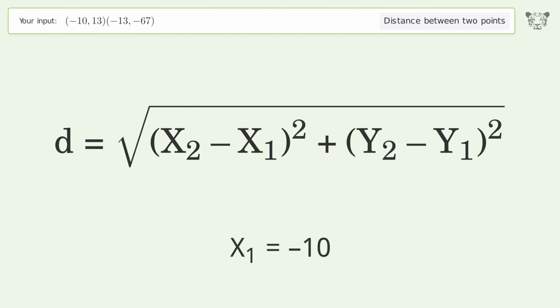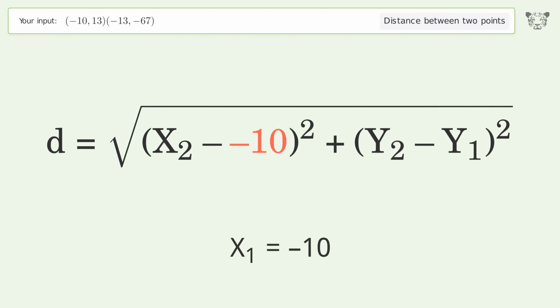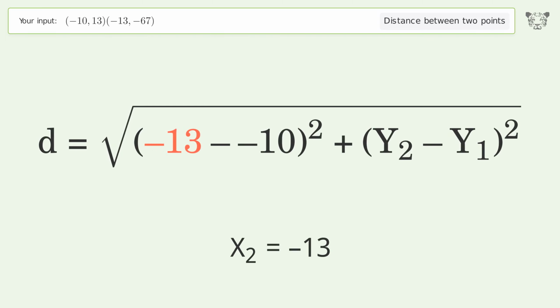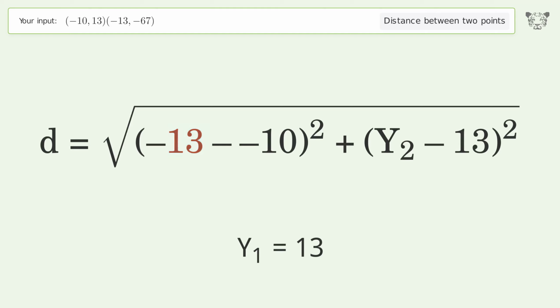x1 equals -10. x2 equals -13. y1 equals 13. y2 equals -67.